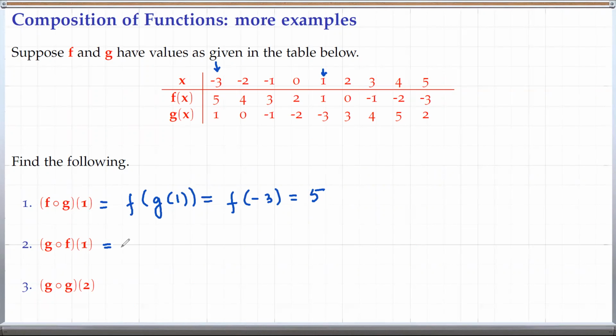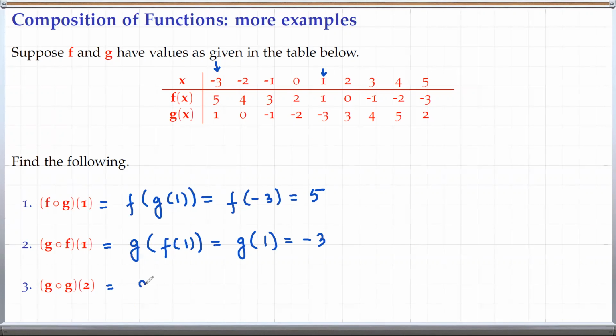Next, we want to find g of f of 1. So which is g of f of 1. F of 1 is 1. When x is 1, function f is 1. And g of 1 is negative 3.